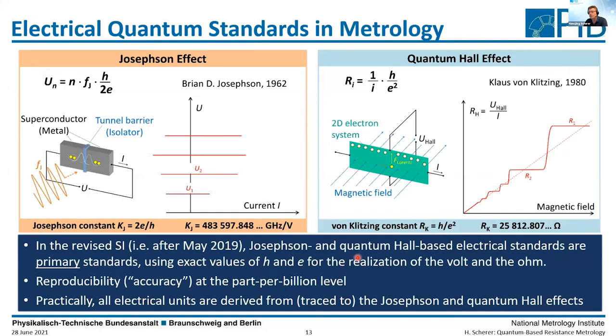So what does it mean now for the Josephson and the quantum Hall effects? That means in the revised SI that is valid today and will be valid for a long time, presumably, the Josephson and quantum Hall based electrical standards are primary standards in the SI, and they use the exact values of h and e for the realization of the volt and the ohm. They allow reproducibility and now also accuracy in the revised SI at the part per billion level. And practically all electrical units are derived from the quantum Hall and Josephson effects or traced to these effects, if you want. So by the revision of the SI, the importance of these two effects was even more increased.